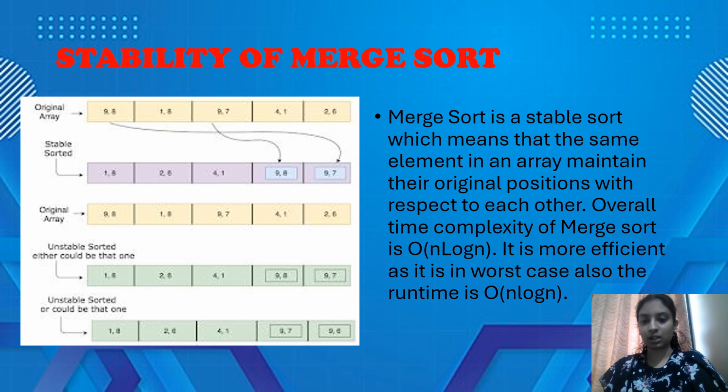Stability of merge sort. Merge sort is a stable sort, which means that equal elements in an array maintain their original positions with respect to each other. Overall, the time complexity of merge sort is O(n log n). It is efficient even in the worst case. Also, the runtime is O(n log n).